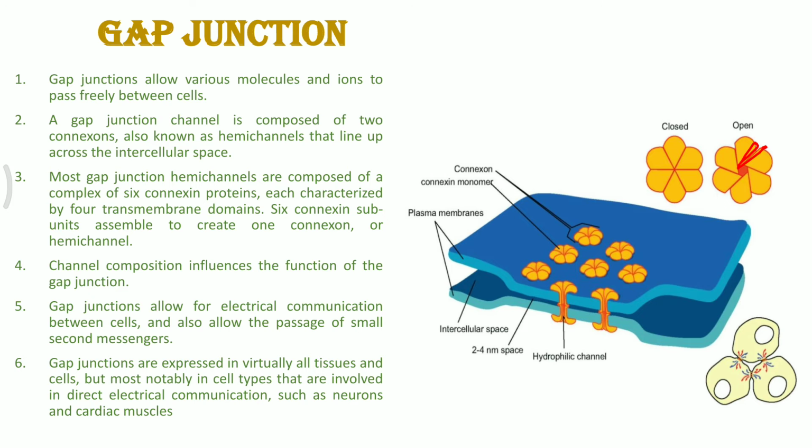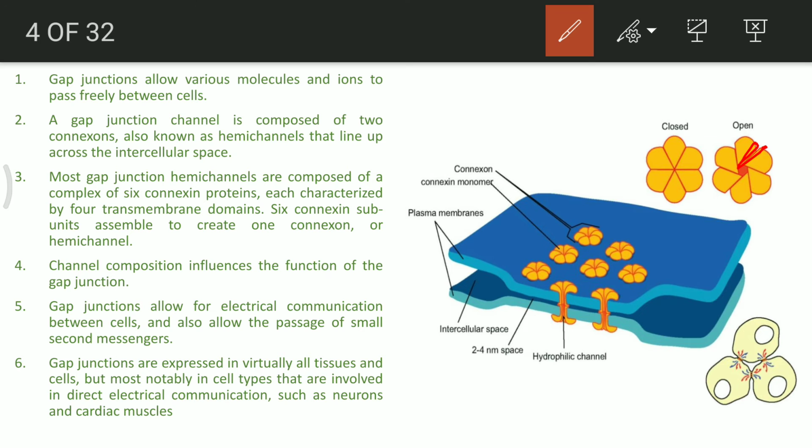So once again, most of the gap junction hemichannels are composed of a complex of six connexin proteins, which are characterized by four transmembrane domains. The transmembrane domain is such that it is capable of transmitting substances from the extracellular matrix to the intracellular matrix, and these six connexin subunits assemble together to form a connexon.